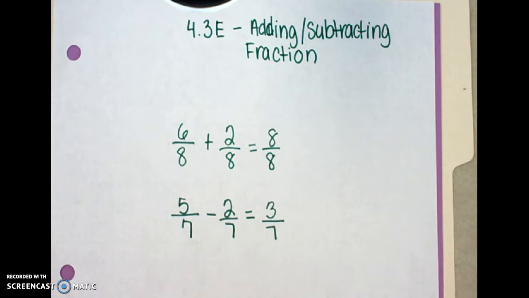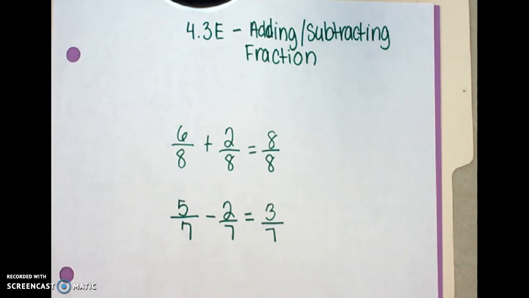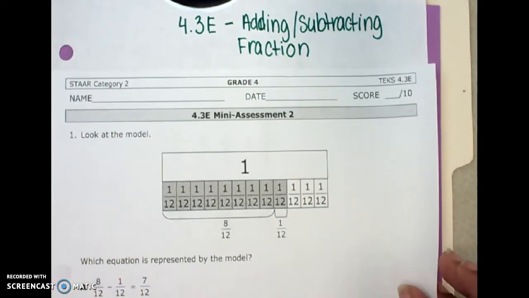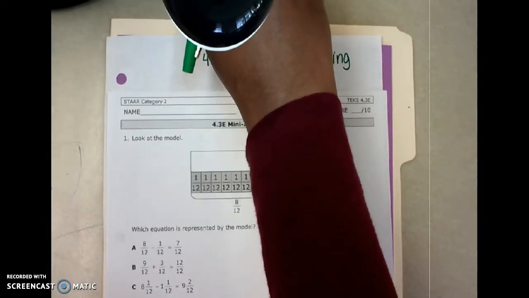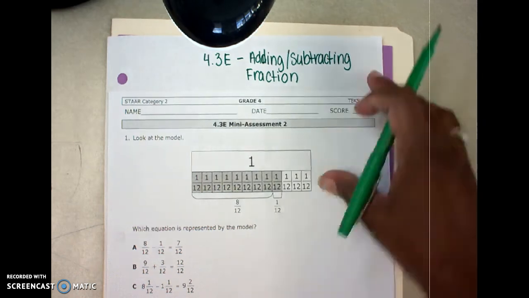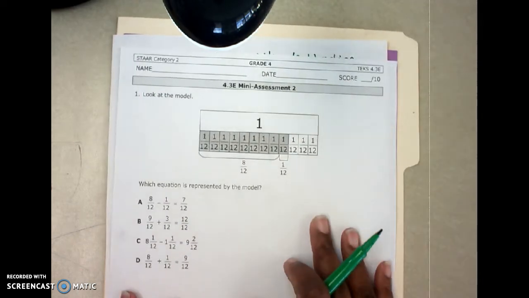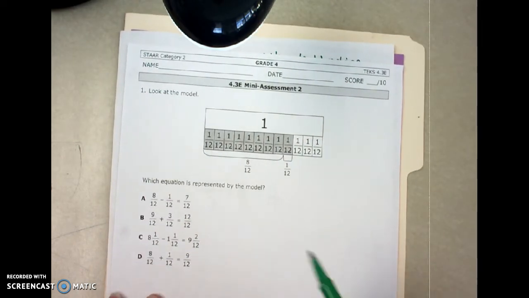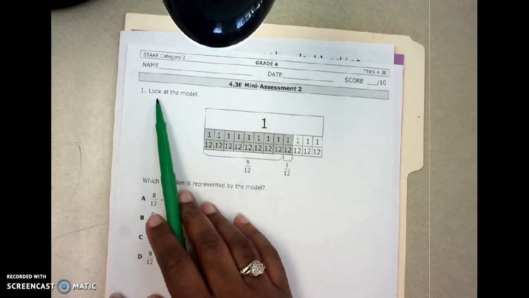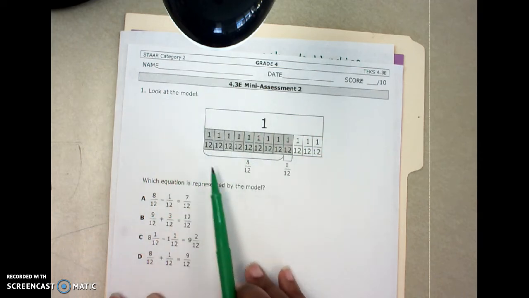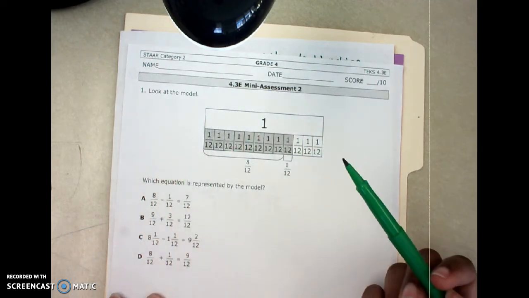So let's look at some problems and see if we could figure out how to find the answer. So here goes my first one. Let me make it smaller so my lovely students could see. My first one is, and I'm going to read the problem. It says, look at the model. And we have a model here. And let's talk about this model.